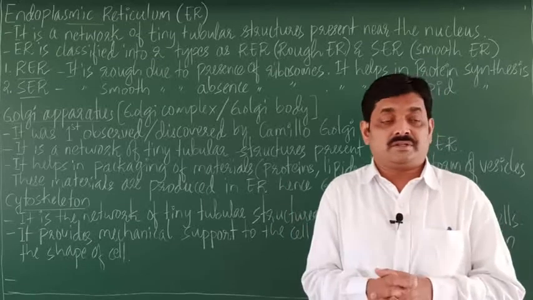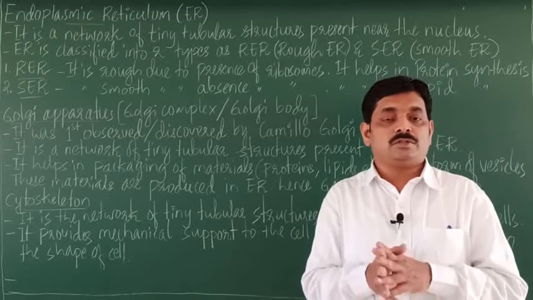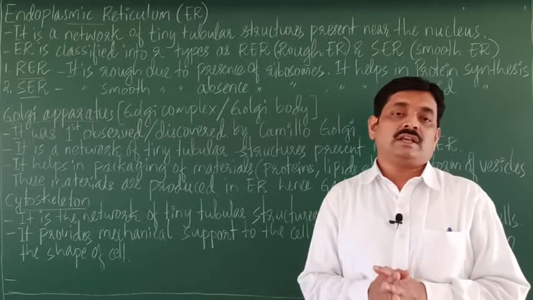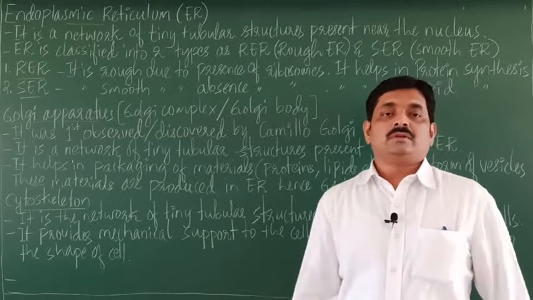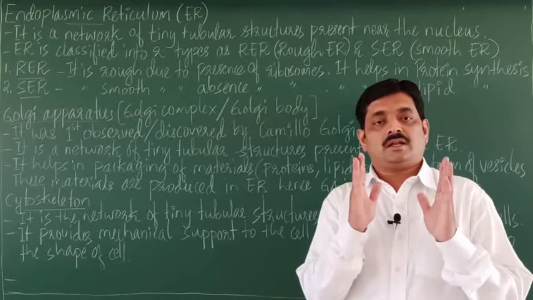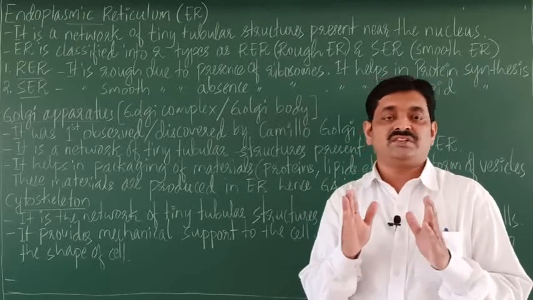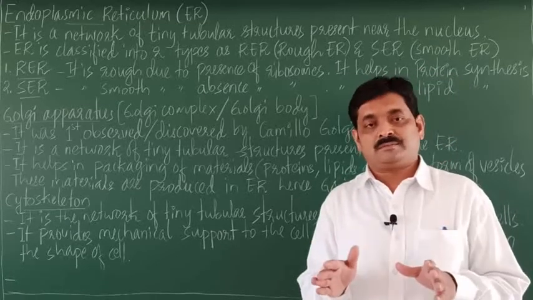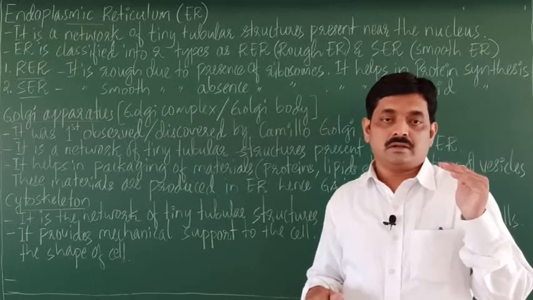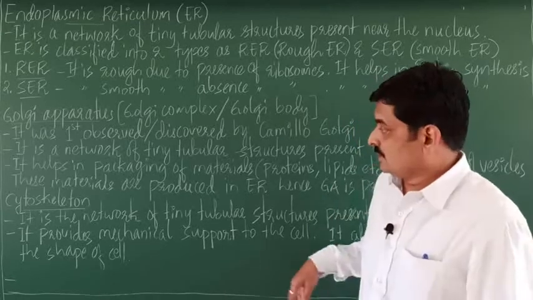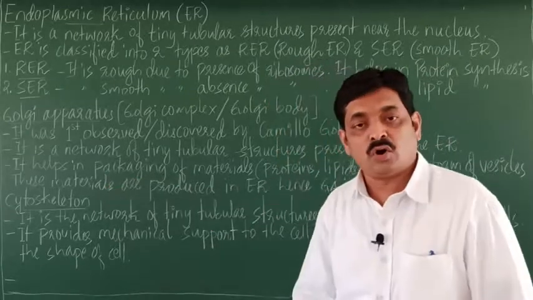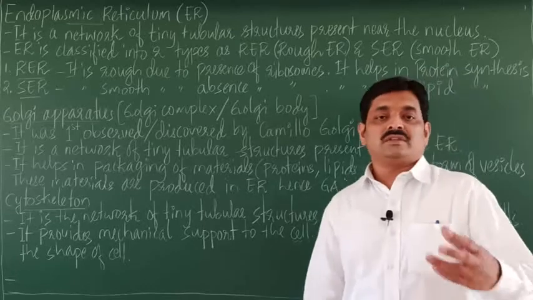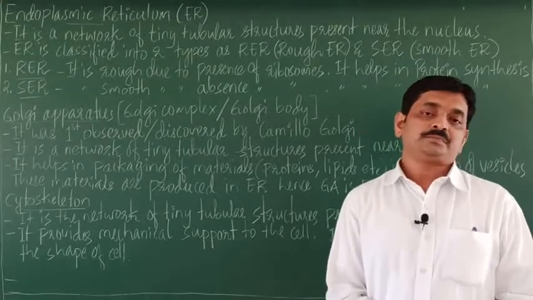There is a reason for this location. I will tell you after some time. Fine? Okay. So that is the definition of Golgi apparatus. It is a network of tiny tubular structures present in the cytoplasm, mainly near the endoplasmic reticulum. Then the functions of Golgi apparatus. What are the functions of Golgi apparatus?